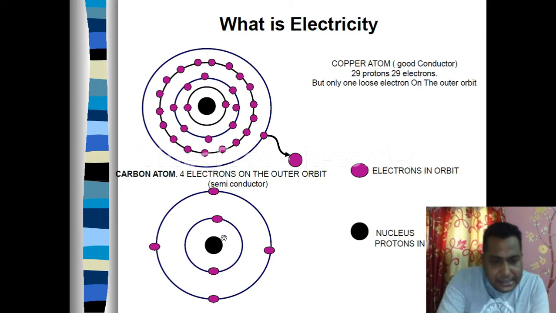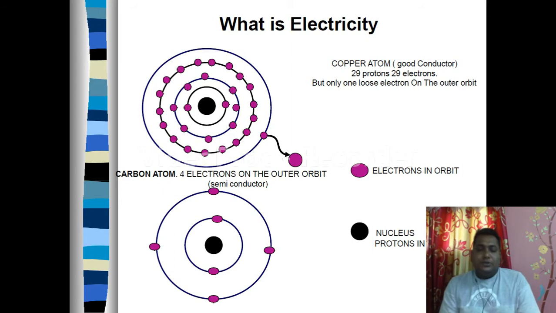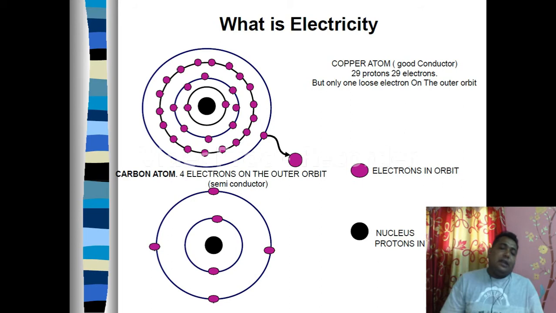If we come to the next diagram, this is a carbon atom actually. In the carbon atom, as you can see, the number of electrons is less. So if we give some potential supply to it, as the number of electrons is less, definitely fewer electrons will flow. And if fewer electrons are flowing, definitely less current will flow. So depending upon the number of electrons, the value of electricity depends. Okay, so coming to the next slide.